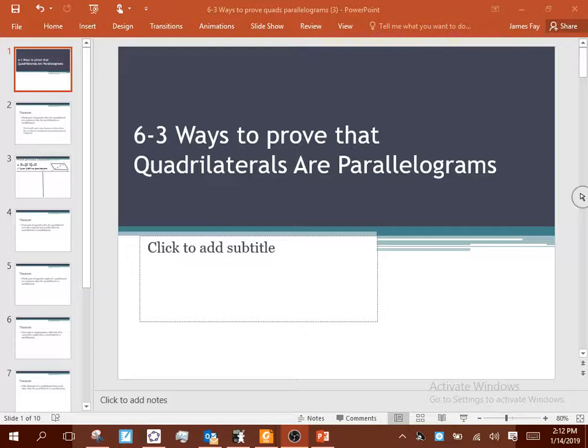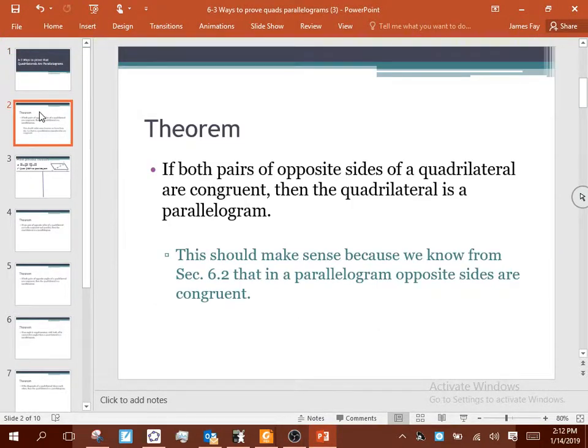So I guess the first theorem we'll talk about is this. If you remember, the first theorem in section 6.2 said if you have a parallelogram, then both pairs of opposite sides are congruent. Here, it reverses that statement, or finds the converse of that statement. It says if both pairs of opposite sides are congruent, then the quadrilateral is a parallelogram.